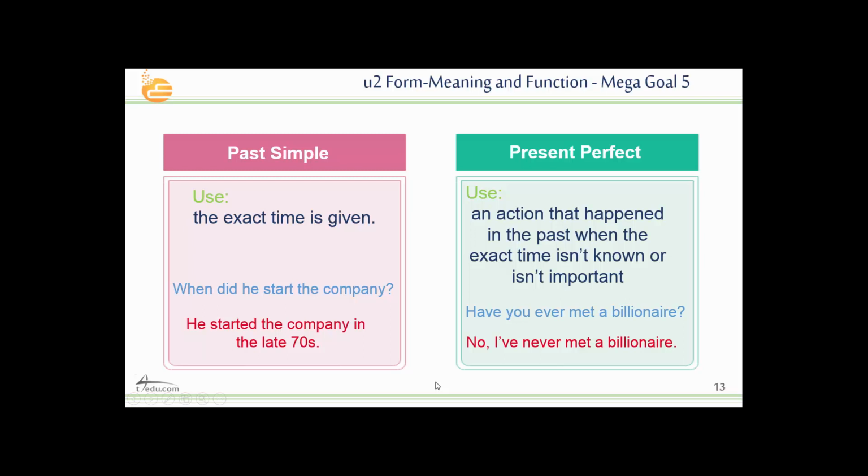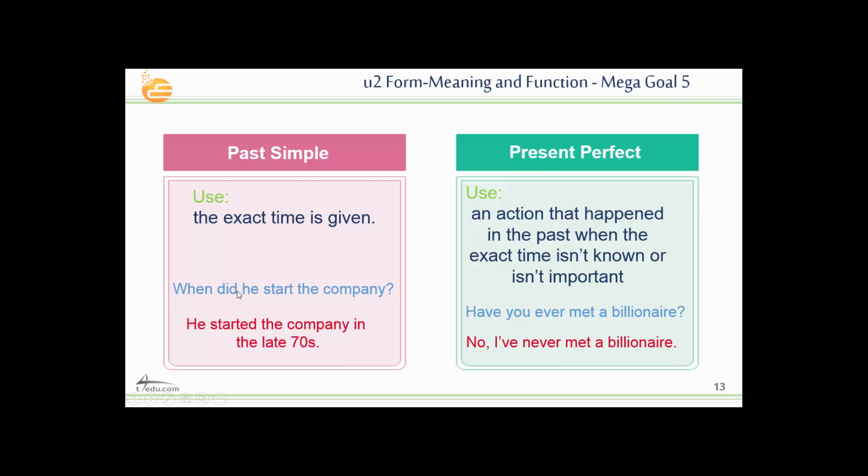The last part of our lesson today is when we use past simple tense and present perfect tense. Past simple tense versus present perfect tense. The use for past simple is when the exact time is given. If you remember at the beginning of our lesson, we said that for the present perfect, we use it for indefinite, unknown time. But for the past, it's definite. The exact time is given. But for the present perfect, it is an action that happened in the past when the exact time is not known or is not important. We don't care about the exact time.